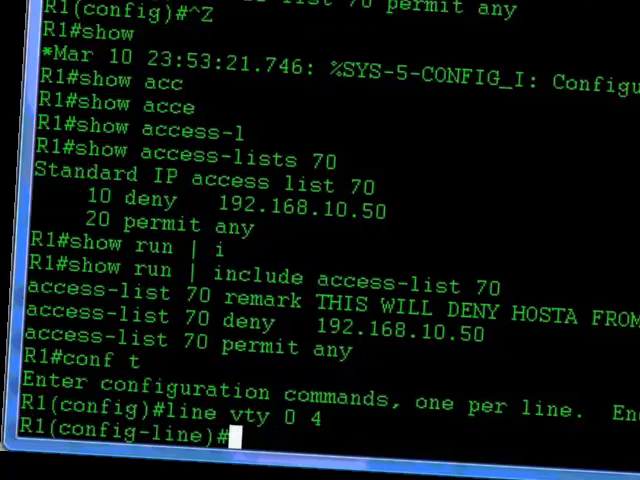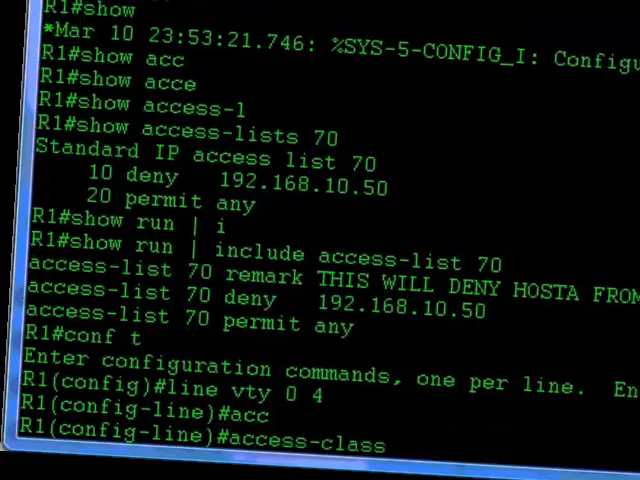We go into config T and line VTY 0 through 4. We have 5 VTY lines. Now when applying your access list to the VTY lines, are you going to use the access group command, the strange access group command? No, you're not. You're going to use a different command that Cisco came up with, and it's called access class.